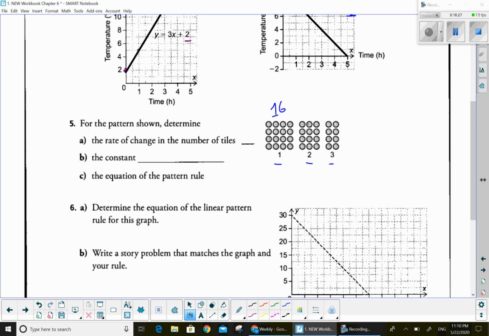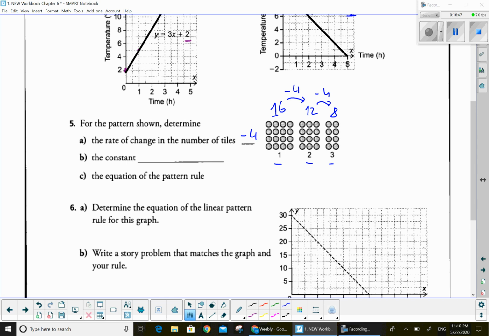Second position, we have 3 times 4, which means we lost 4. So we're going to have 12, and then we're going to have 8. So we have a decreasing relationship by -4. What is the rate of change? -4. We get 4 tiles less.